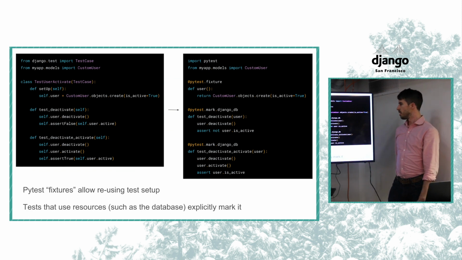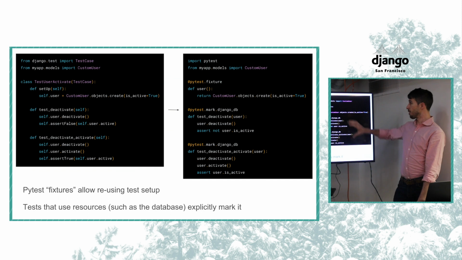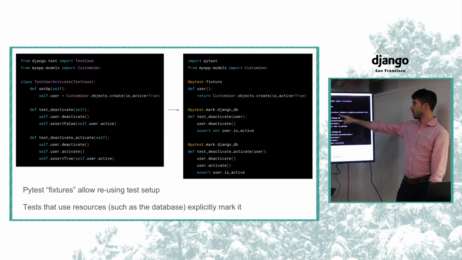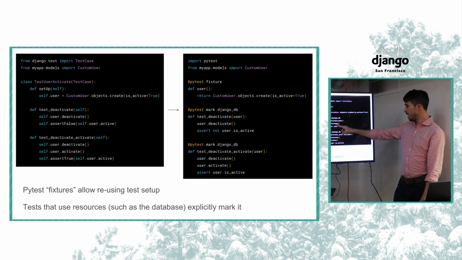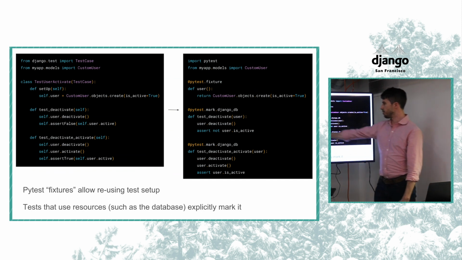The more advanced test case, we have our old Django test case over here that creates a test user and verifies some things, assert false, assert true. Over here in PyTest world, we're doing the exact same thing. We're creating our custom user object, and we're testing the deactivate thing here, where we're deactivating the user. We're asserting that they're not active anymore. Similarly, here we're doing the same thing.